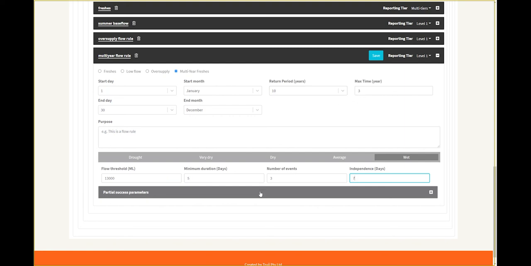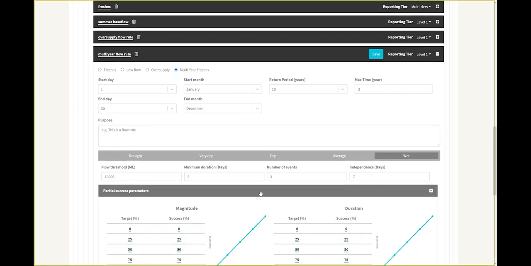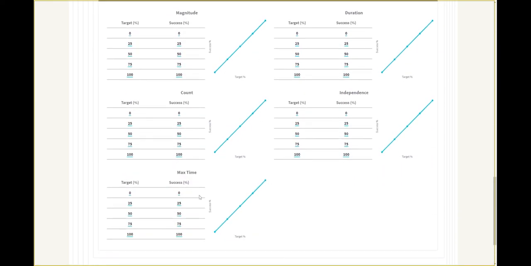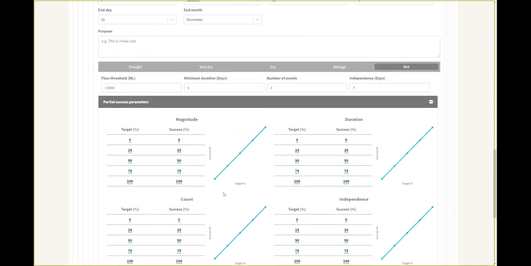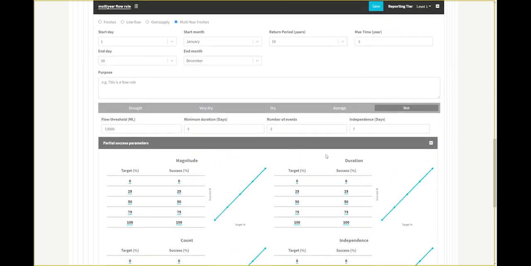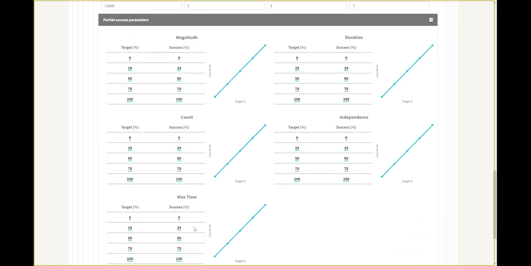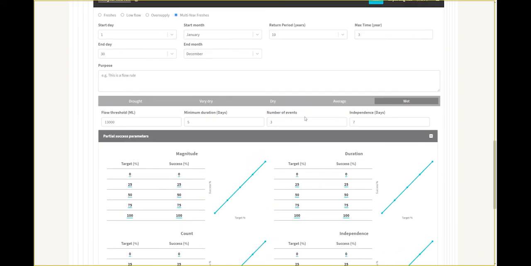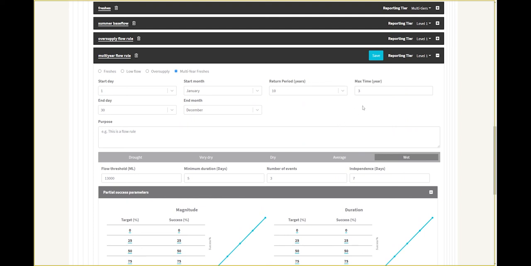There's a bit of a difference here in the way that you deal with the partial success parameters. So these are just the silly default ones on linear, but we've got an additional max time partial success as well. So once we've said the maximum time should be 3 years apart, we can set some local parameter around that. But more on partial success tables in a subsequent video. So that's multi-year freshes.